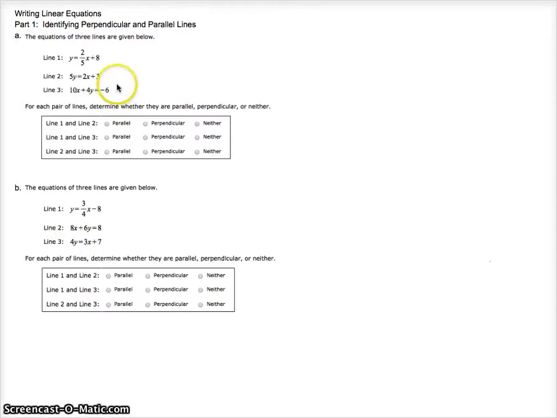Hello gang, welcome to Writing Linear Equations. In part 1 we're going to be looking at identifying perpendicular and parallel lines.